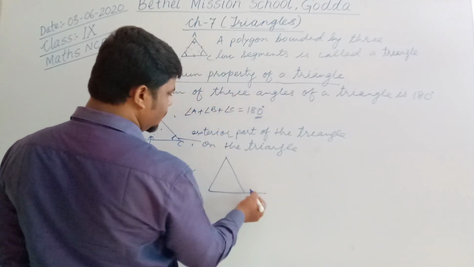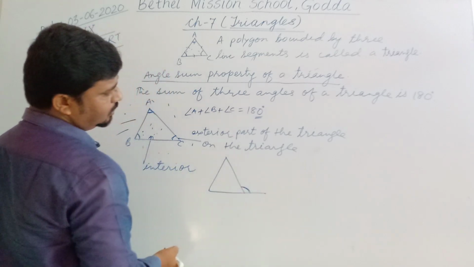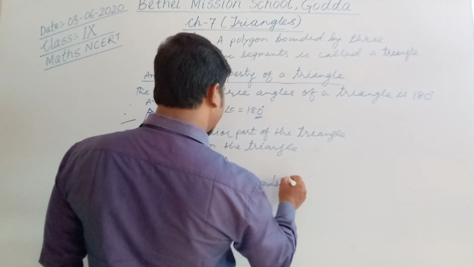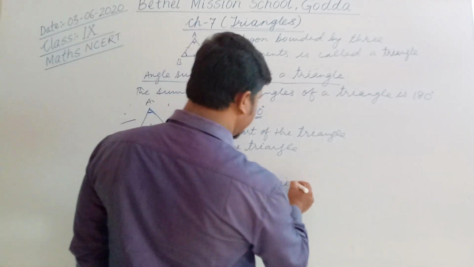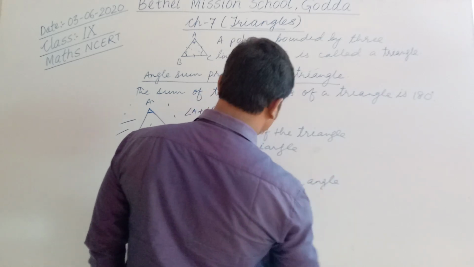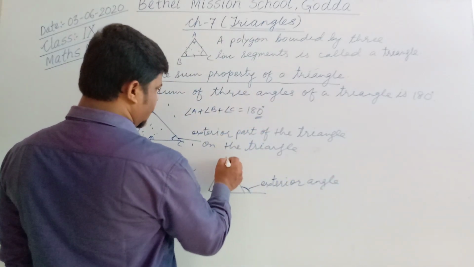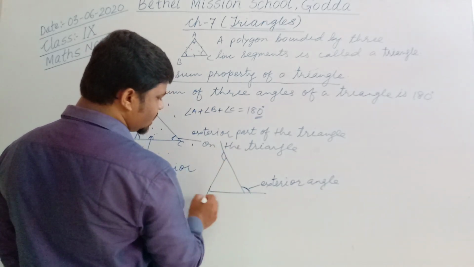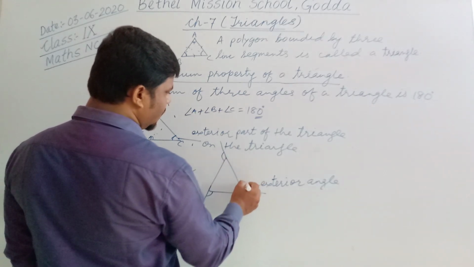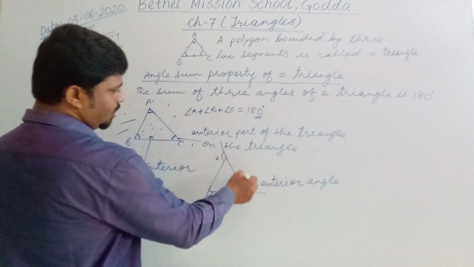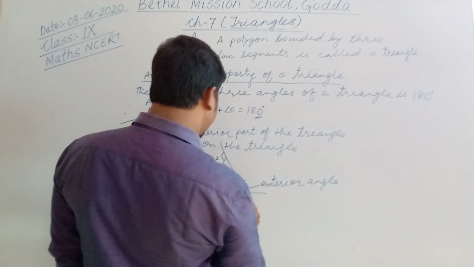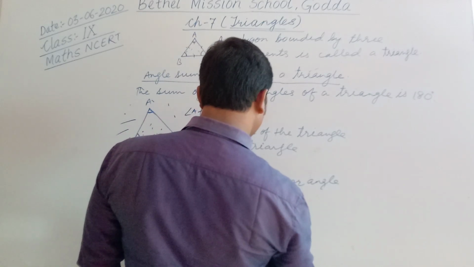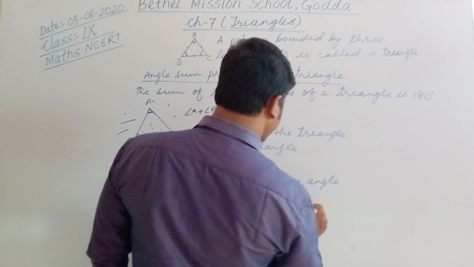And when you produce any side, then the angle formed outside, this type of angle is called an exterior angle. Exterior means outside, exterior angle. So when you produce this side, again an exterior angle will form. When you produce this side, again an exterior angle will form. So 1, 2, 3, all three exterior angles, and their sum, angle 1 plus angle 2 plus angle 3, will be 360 degree.